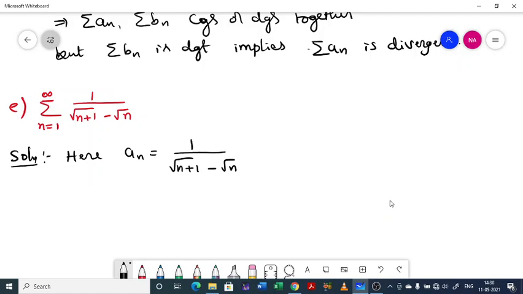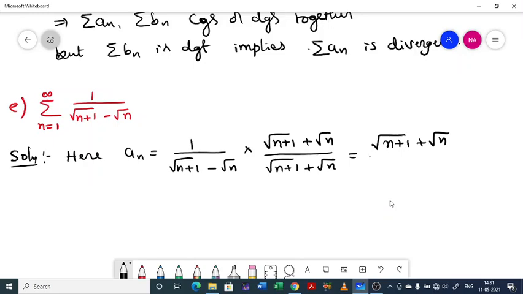Now multiply and divide it by square root of n plus 1 plus square root of n, I mean rationalizing it. So square root of n plus 1 plus square root of n divided by square root of n plus 1 plus square root of n. So it will be square root of n plus 1 plus square root of n divided by n plus 1 minus n. So an will be square root of n plus 1 plus square root of n.